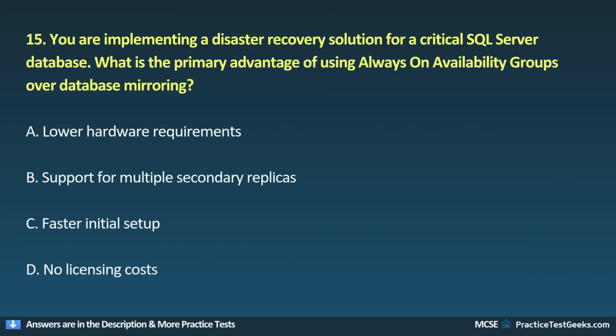15. You are implementing a disaster recovery solution for a critical SQL Server database. What is the primary advantage of using Always On availability groups over database mirroring?